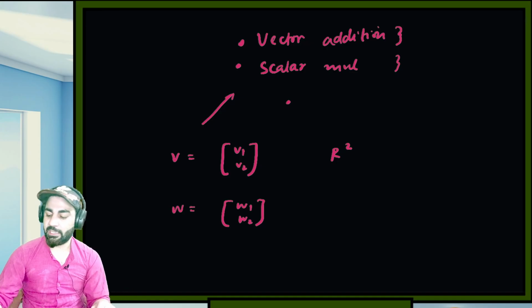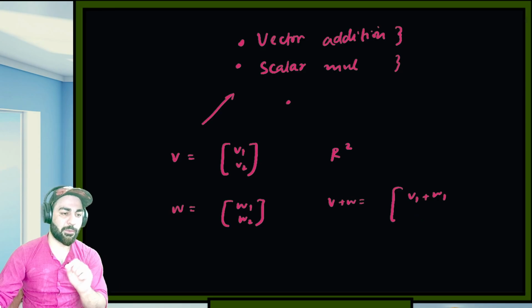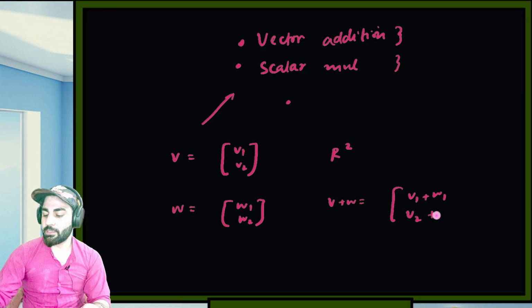We have seen the addition in detail. I just would like to revise. This is the addition. You have to do component-wise addition: v1 plus w1 and then v2 plus w2. This is the resultant vector. This vector over here is called the resultant vector.